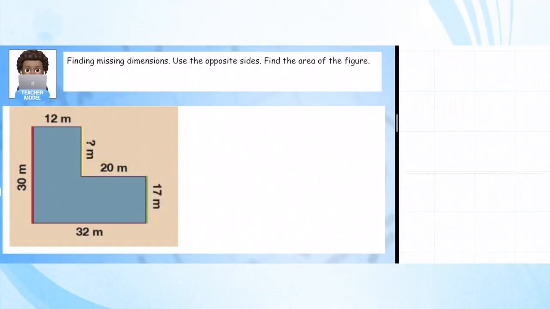Okay, I have another irregular polygon here. I'm going to do the first method, decomposition. So I'm just going to cut it this way. And so my big rectangle on the left has dimensions 12 times 30.